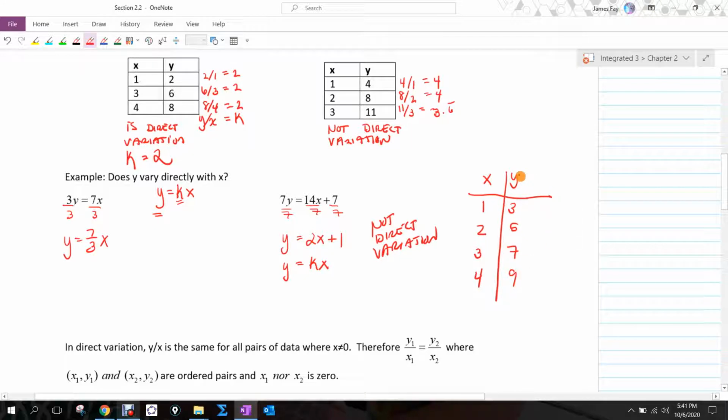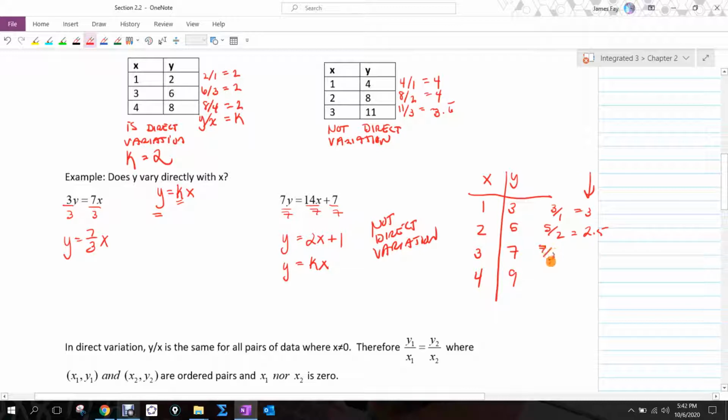And if I divide these, y divided by x, like I did up here in these two examples, I'll get 3 divided by 1, which is 3. Here I get 5 divided by 2, which is 2.5. And right off the bat, we can see that these k values are not the same. Okay, so this would not be direct variation. But we can go further if we want to.